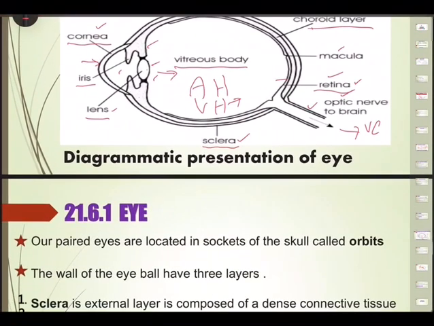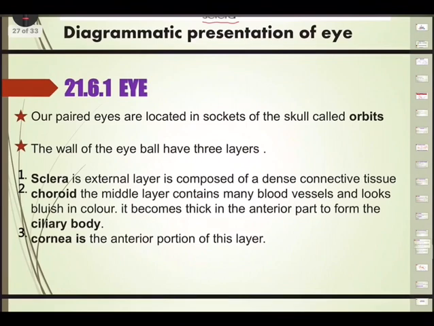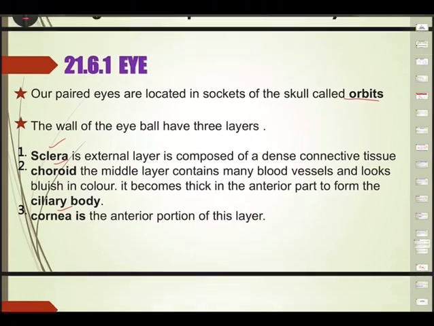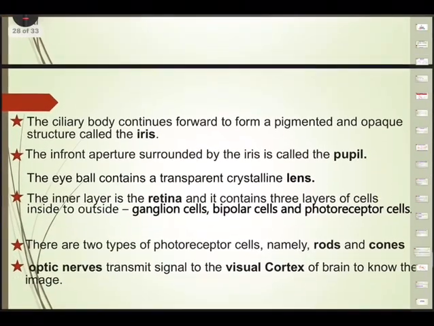Let's see what we have got. So we got a pair of eyes, in the orbit, with three layers as I said: sclera, choroid and cornea. These are the three layers we talked about. And then there is the iris, an opaque structure, and then there is a pupil, and the eyeball contains a transparent crystalline lens, most important, and the inner layer is the retina. We said the retina will have three layers of cells: ganglion cells, bipolar cells, photoreceptor cells.